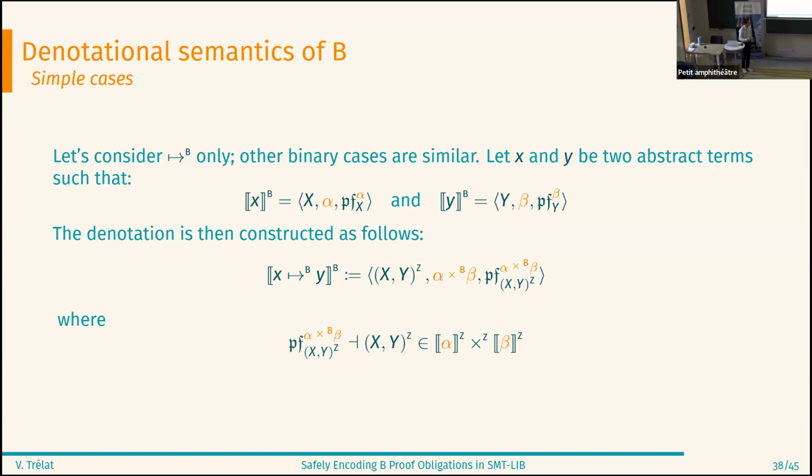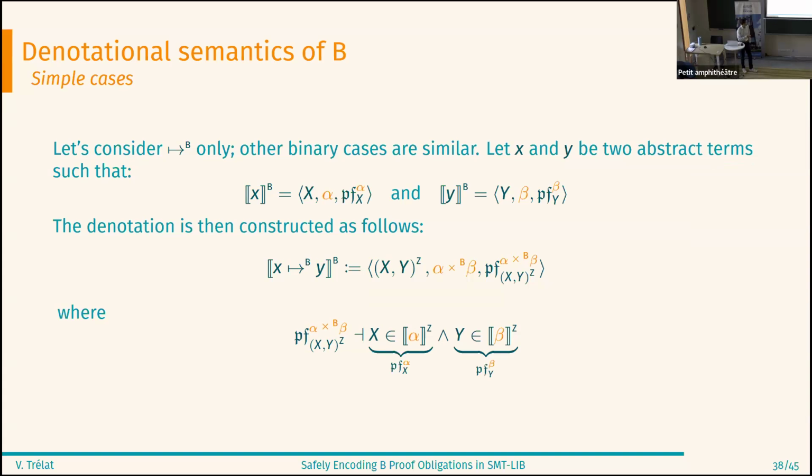But this, we can rewrite it as follows. And this is exactly what is given by the induction hypothesis. So this is quite easy to construct. And we're done. We have defined the denotation of a pair.